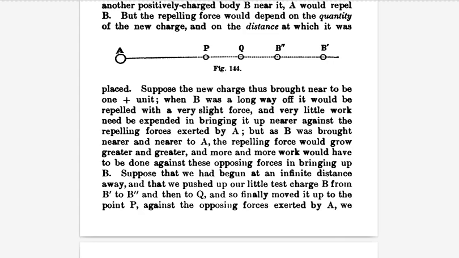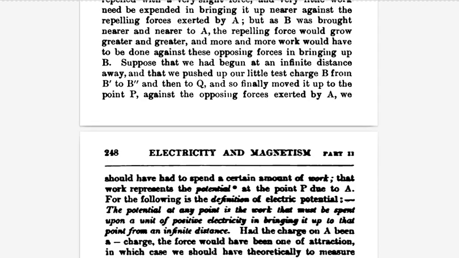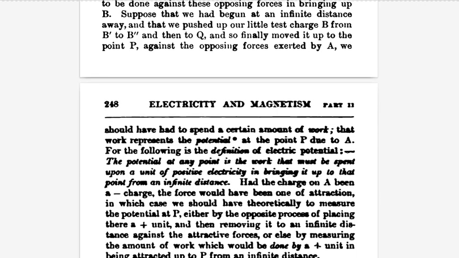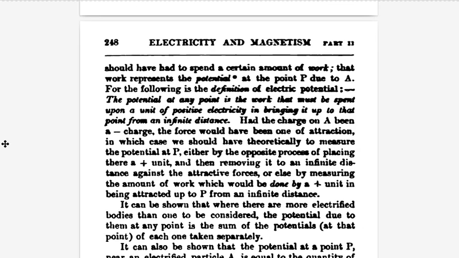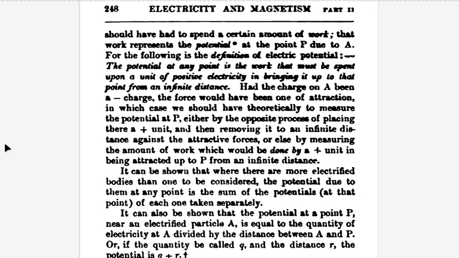Suppose that we had begun at an infinite distance away, and that we pushed up our little test charge B from B' to B double prime and then to Q, and so finally moved it up to the point P. Against the opposing forces exerted by A, we should have had to spend a certain amount of work. That work represents the potential at the point P due to A. For the following is the definition of electric potential. The potential at any point is the work that must be spent upon a unit of positive electricity in bringing it up to that point from an infinite distance.